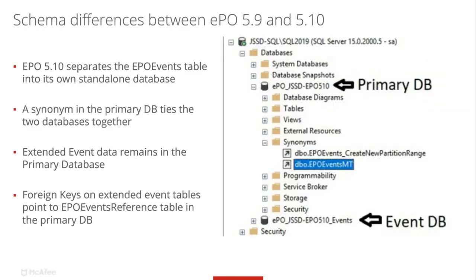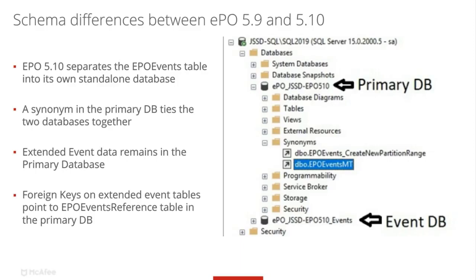As I had mentioned, there is a big schema difference between ePO 5.9 and 5.10. Primarily, the events database in ePO 5.10 is now its own separate database. So there's your primary ePO database that holds all the stuff it has always held, your policies, your settings, things like that. But your threat events, and not all events, specifically your threat events, are now written into a separate database. It's only the baseline threat events that are written into the separate database. All of the extended event information that various point products have is still contained in the primary database.